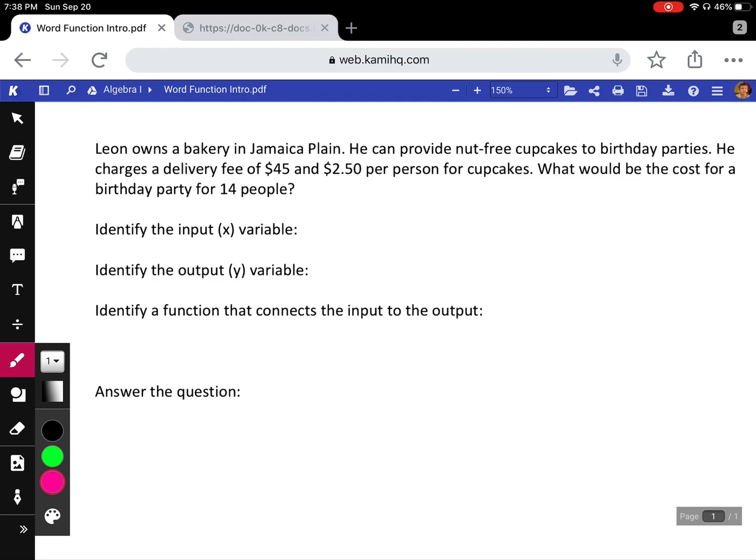But our example here is that Leon owns a bakery in Jamaica Plain. He can provide nut-free cupcakes to birthday parties. He charges a delivery fee of $45 and $2.50 per person for cupcakes.